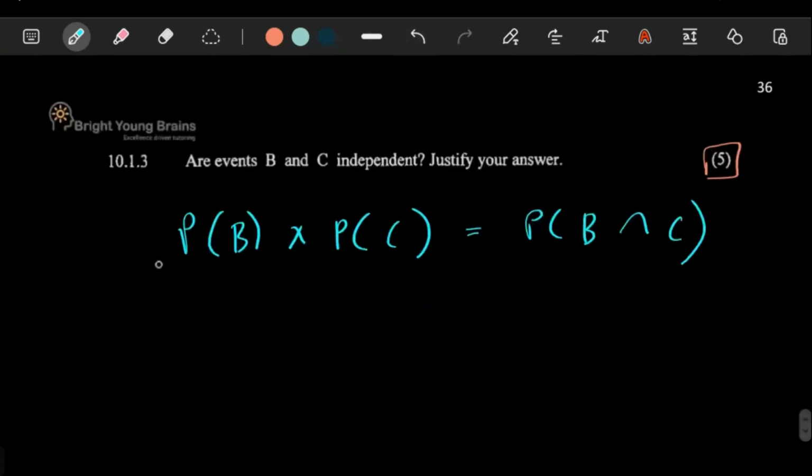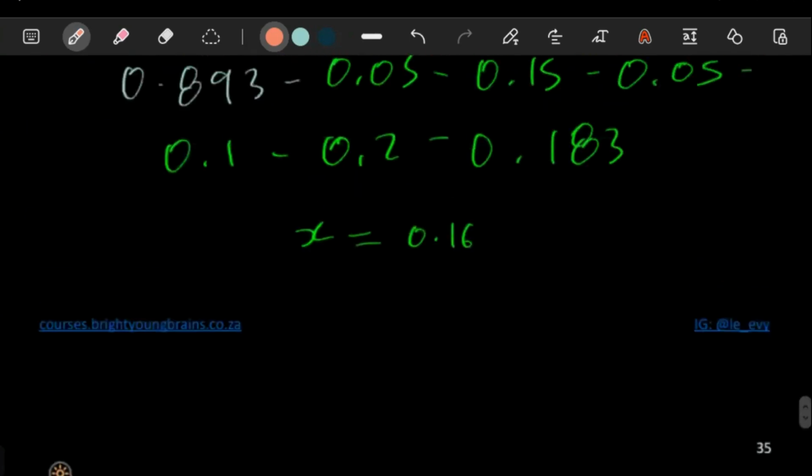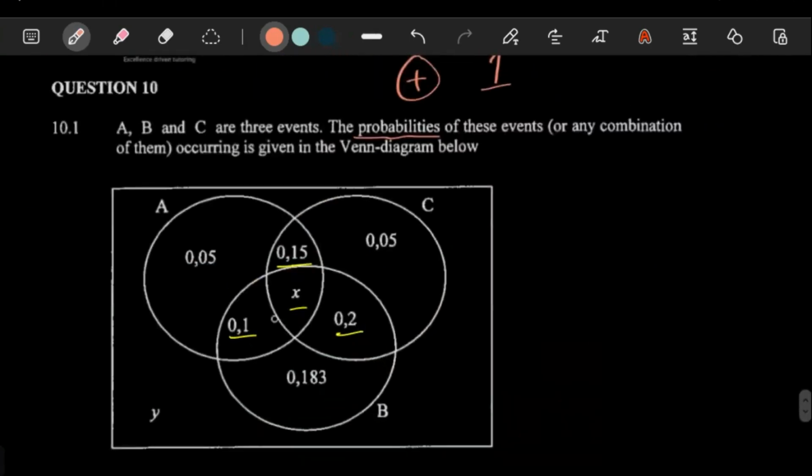So the probability of B, let's write that down. You have to remember the probability of B is all these four values, so it's going to be 0.1 plus 0.2 plus 0.183 plus 0.16. Okay, so adding everything up, let's see here.